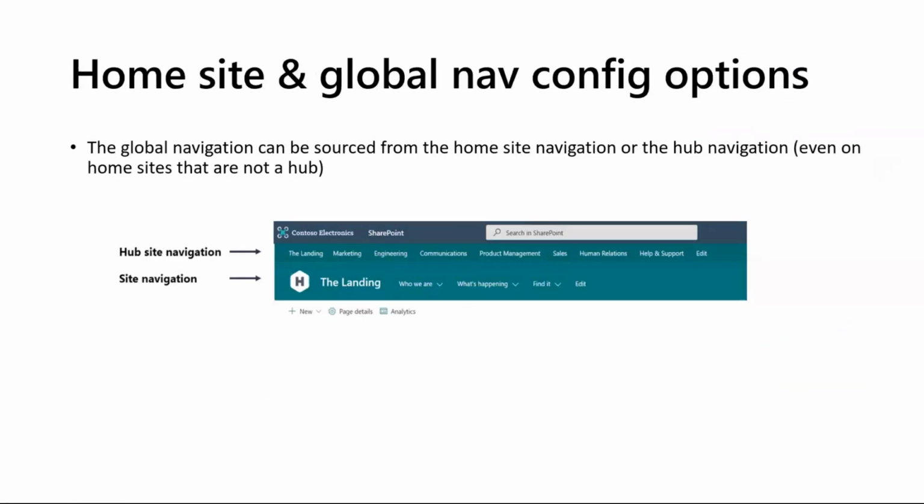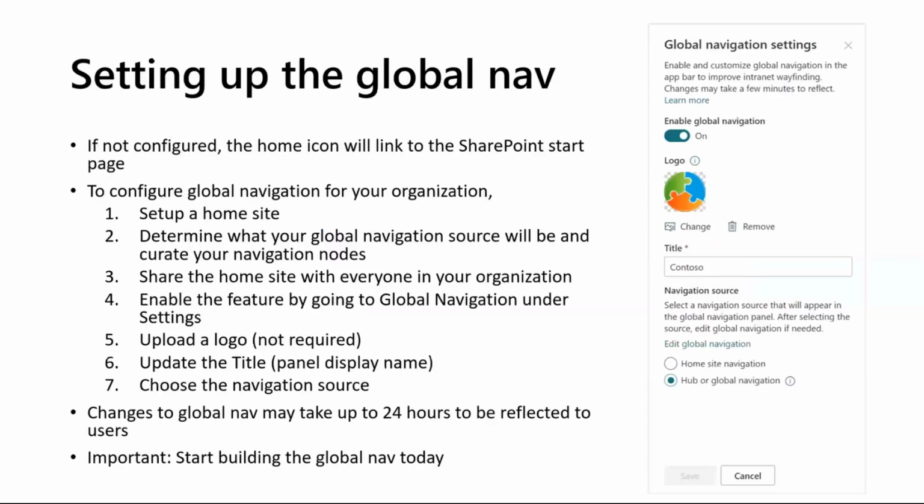But now let's talk about the config options. Just really quickly, key takeaways from here. You need a home site set up for your organization. That's where you set up the global nav. You can start curating your nav nodes today. No need to wait for the feature to hit your tenant. And this will make more sense once I go through the navigation sources. And then don't forget to share your home site so that people can actually access it.